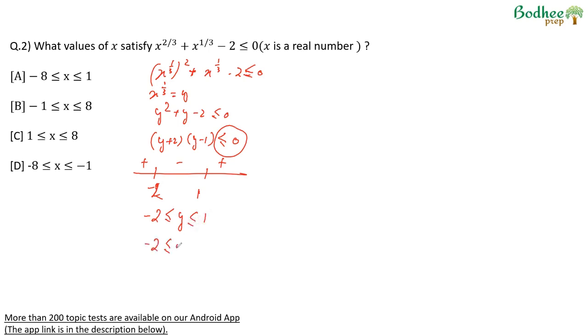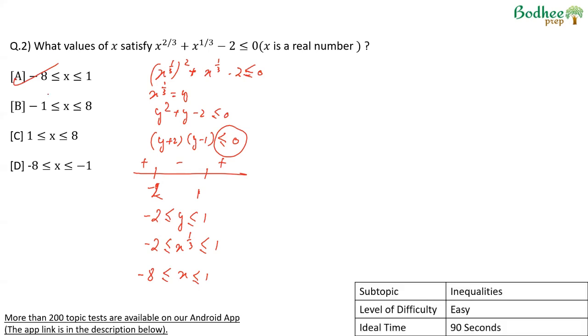But y is nothing but x raised to power 1 by 3. If we take the cube of the entire thing, minus 2 cube is minus 8, x raised to 1 by 3 cube is x, 1 cube is 1, and therefore x has to lie between minus 8 and 1. It's an easy, standard format question. Within about 90 seconds, we should be able to solve it.